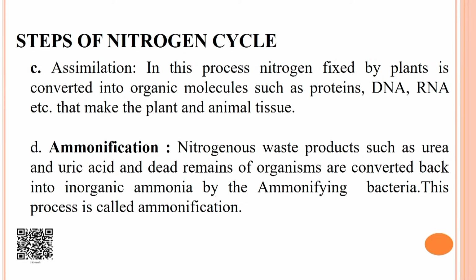Third step is assimilation. In this process, nitrogen fixed by plants is converted into organic molecules like protein, DNA, RNA that make the plant and animal tissues. Next or fourth step is ammonification. Nitrogenous products like ammonia and uric acid and dead remains of organisms are converted into inorganic ammonia by the ammonifying bacteria. This process is known as ammonification.